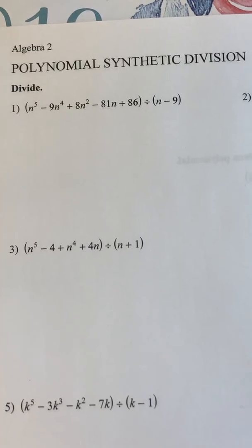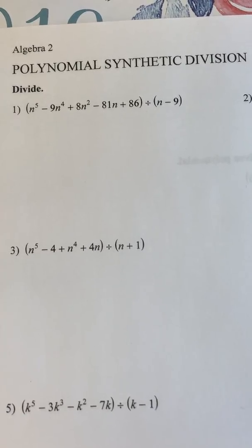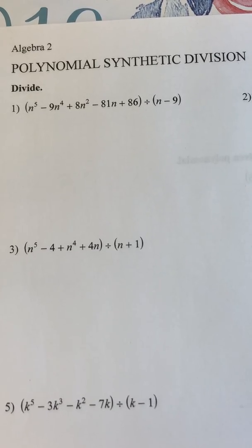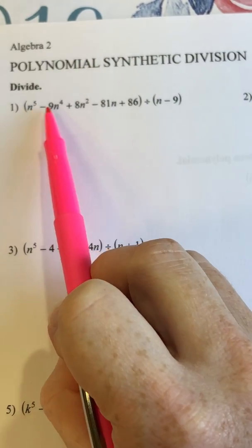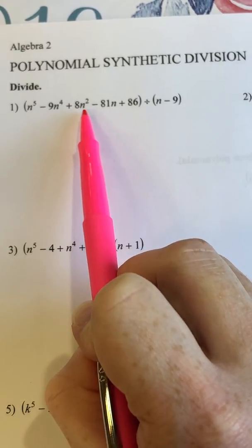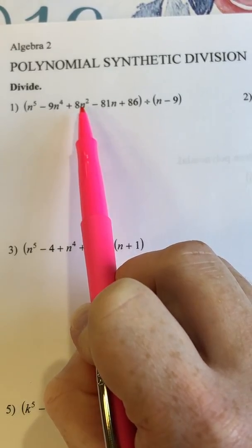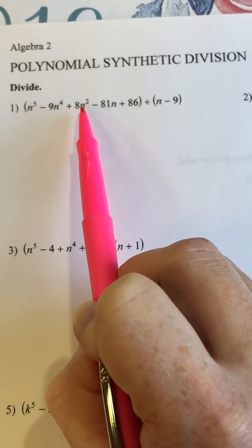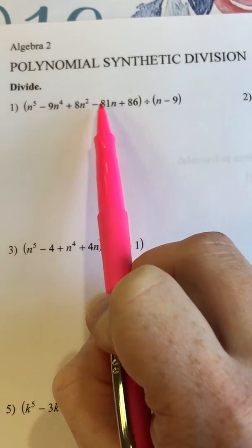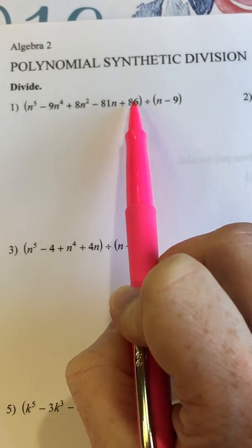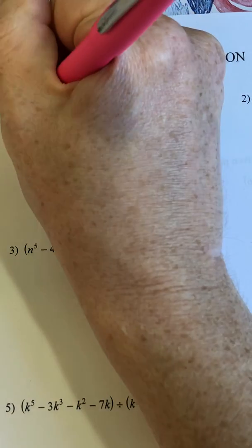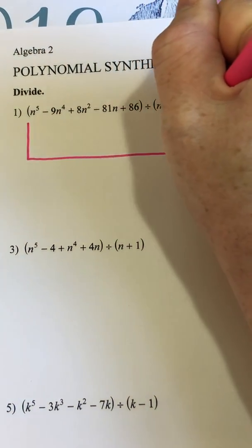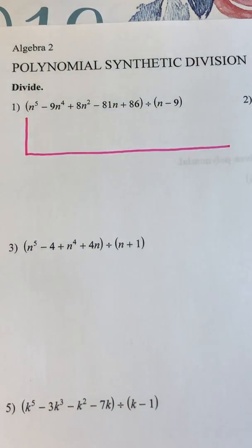Okay? All right, so right here, synthetic division. I still have to check and make sure that I have every term. So I have 5, 4. Oh, what's missing? The 3. Okay, so I'm missing an n to the third. Keep that in mind. Then I've got 2, 1, 0. All right, so right here, we're going to set this up with an upside down division bar.